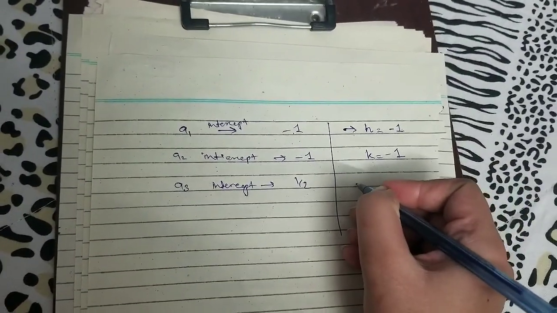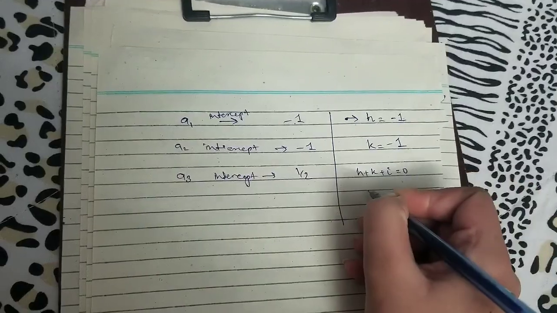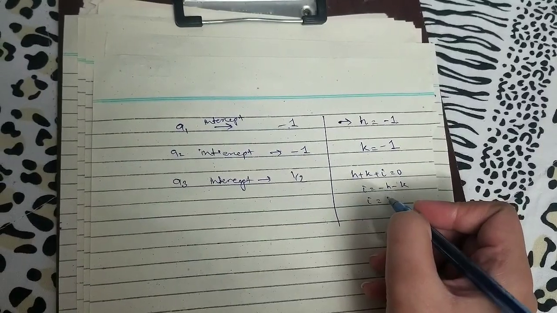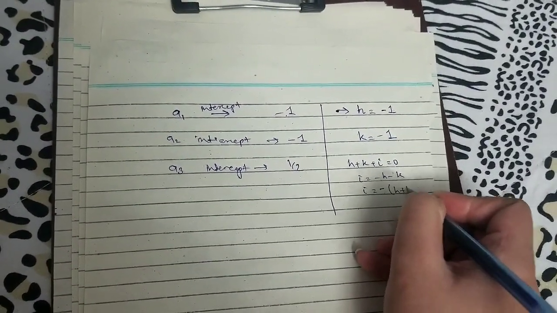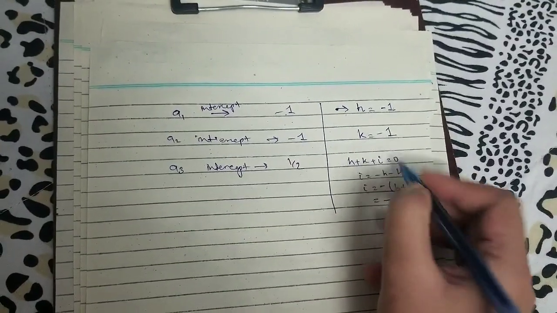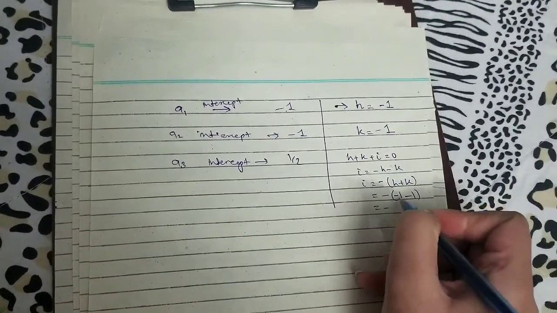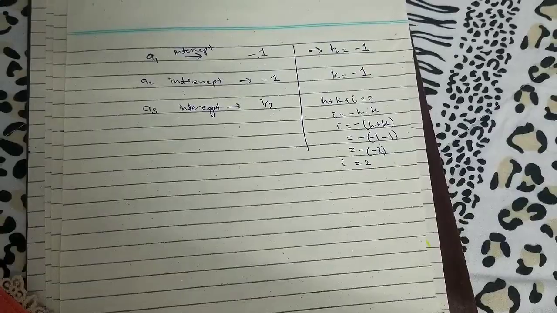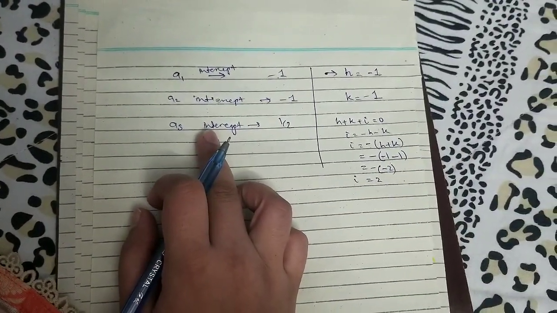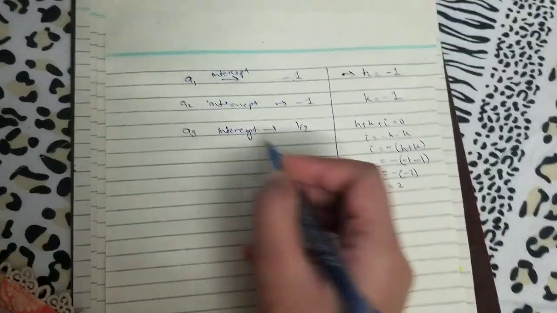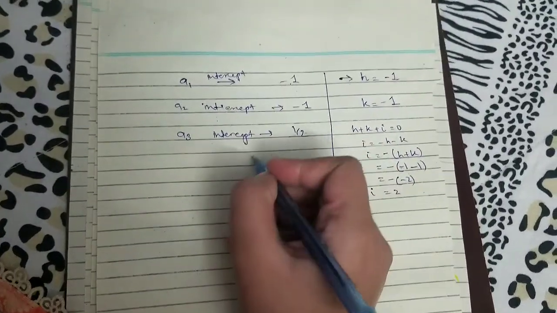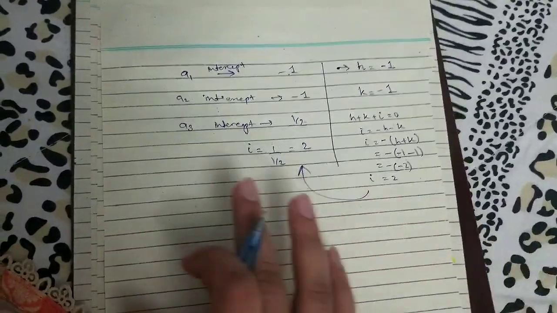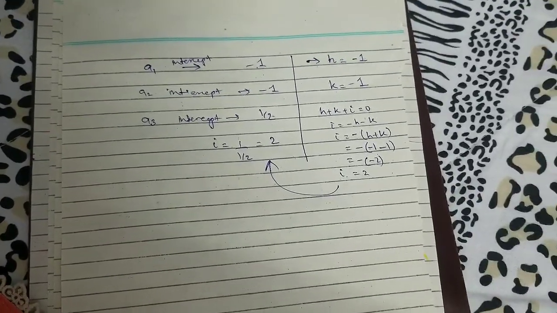Now we want to find the value of i, and for that purpose we'll use this equation, where i equals -h minus k. Taking minus common, i equals minus (h plus k). Minus into h is -1, k is -1 again, so minus into -2 will give us 2. So the index i is equal to 2. If you want to find the corresponding intercept, we take the inverse of the index. If you take the inverse of this a3 intercept, which is 1 over 2, you will get i, and it will result in 2. So it's confirmed that i, the third index, comes out to be 2.